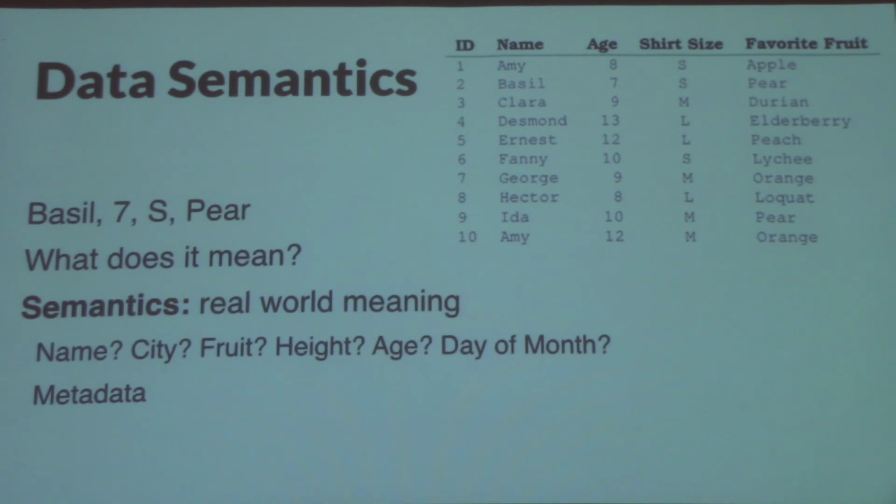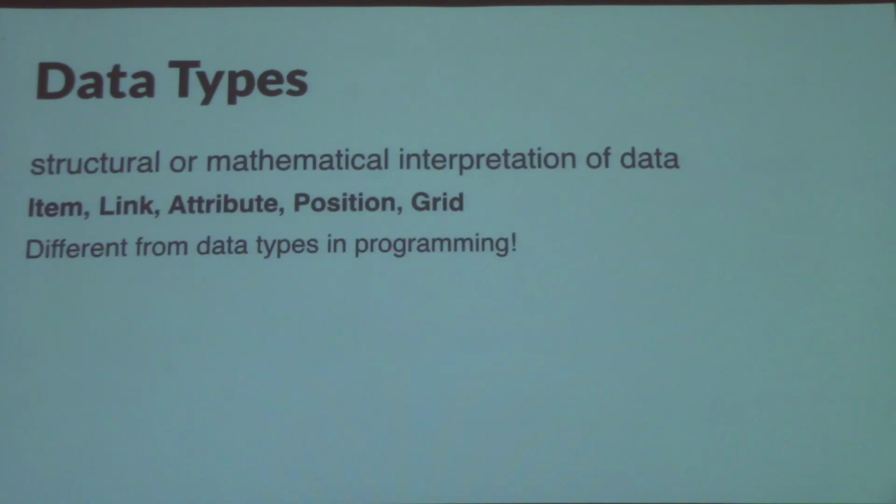And this metadata is typically given in columns. So here is an example. We have an ID, we have name, we have age, we have shirt size, and we have favorite fruit. And now we know how to interpret this data. So this is, of course, always important to understand what the semantics of a data set is.